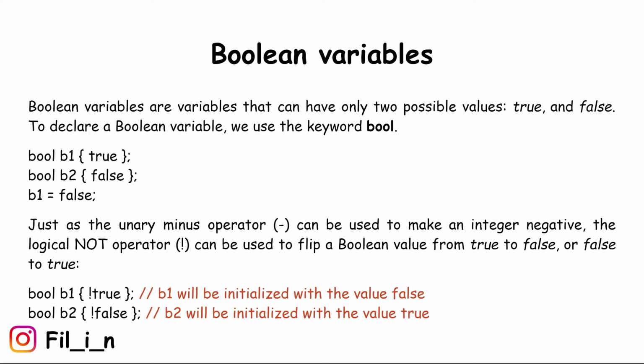Just as the unary minus operator dash can be used to make an integer negative, the logical not operator can be used to flip a Boolean value from true to false, or false to true. bool b1 = !true. b1 will be initialized with the value false. bool b2 = !false. b2 will be initialized with the value true.